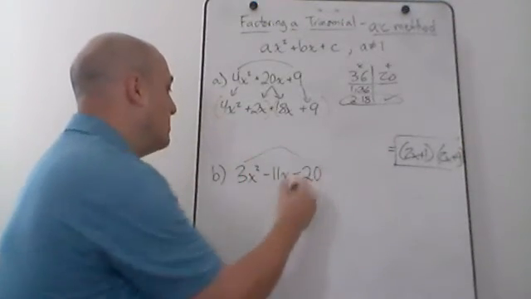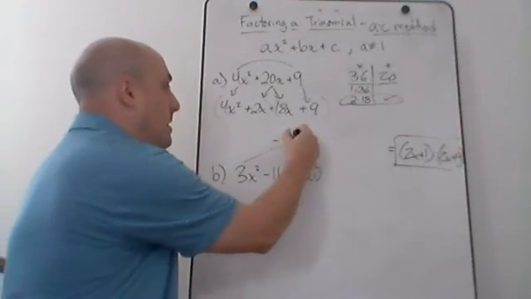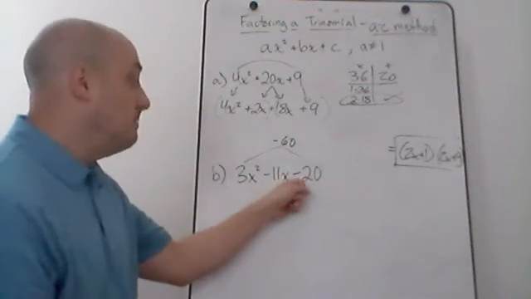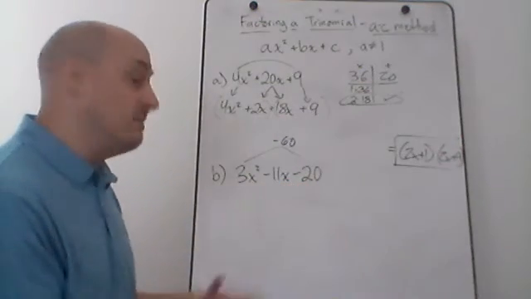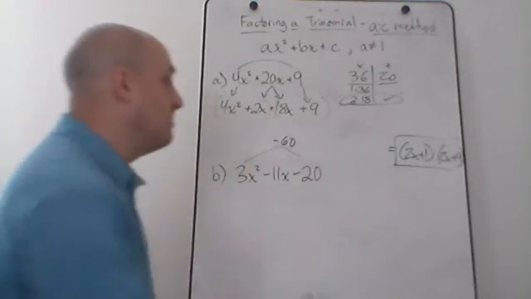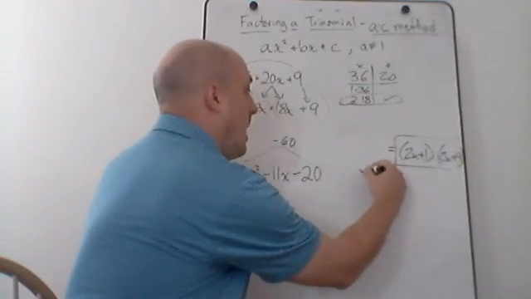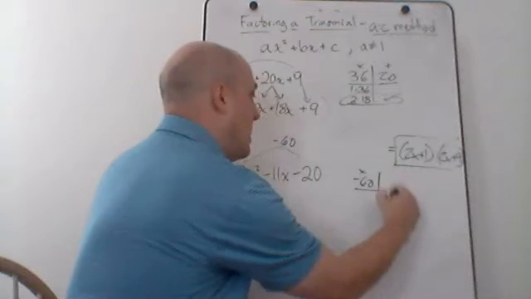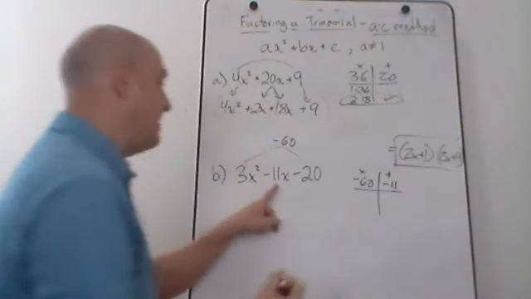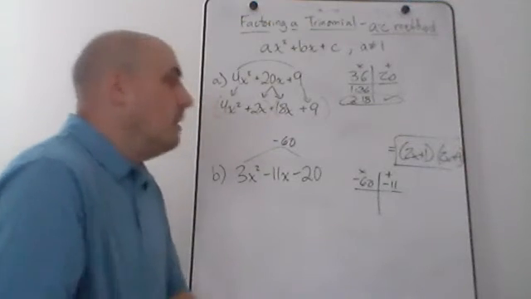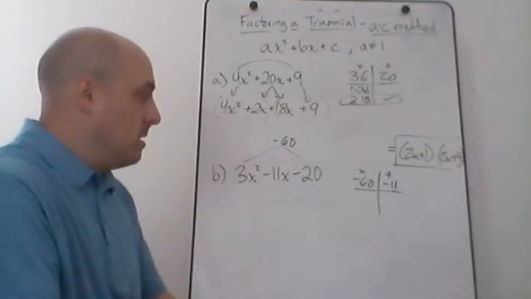Right, so first thing I do is multiply the 3 times the negative 20, which is negative 60. Right, and that negative there is important. The C is not just 20, it's negative 20. So I multiply 3 times negative 20 and I get negative 60. So I need two numbers that are going to multiply to equal negative 60 and add up to equal that negative 11, that B that's in the middle. All right, so now I got to figure out what those numbers are going to be.